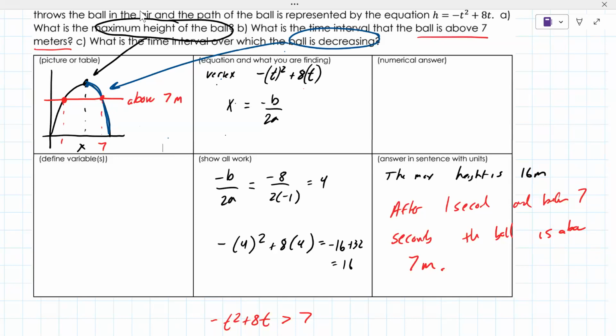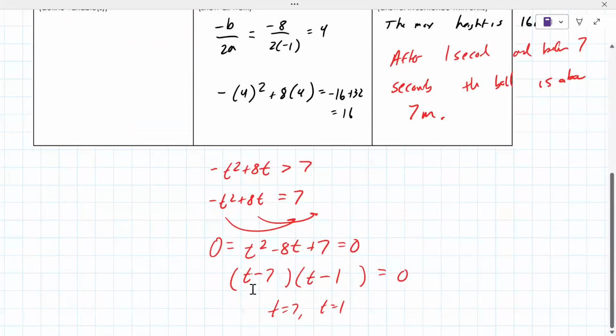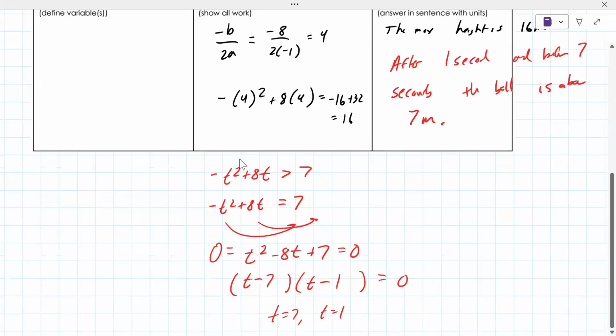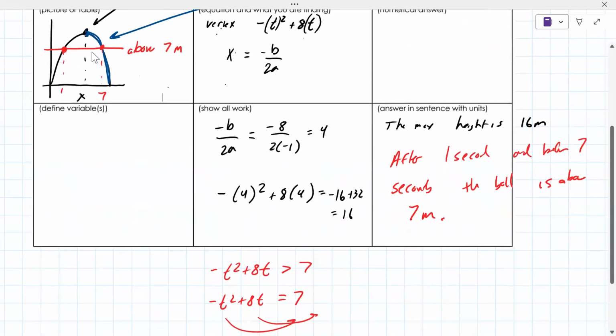Wait, how do you get the 1 second again? Like after 1 second before 7 seconds? You're setting it equal to, oh yeah, the two of these equal to 0. So you just equate it to zero. It's one on the way up and then one on the way down. Okay, got it.